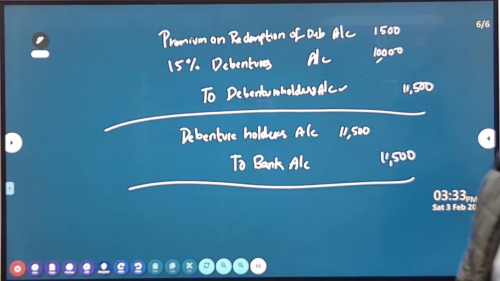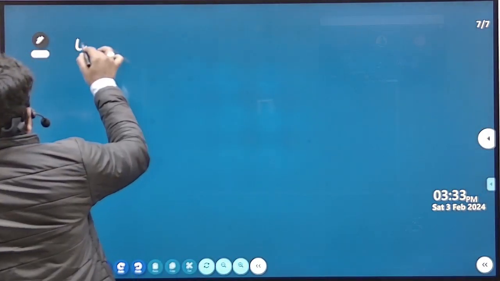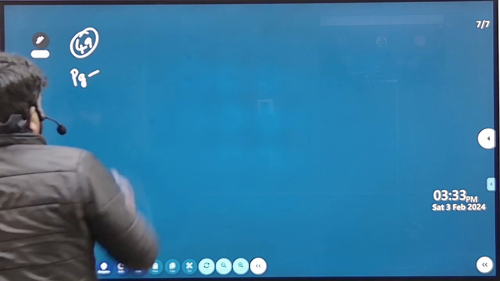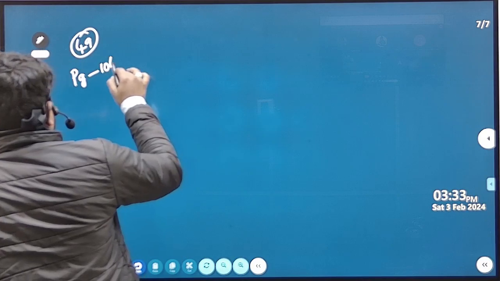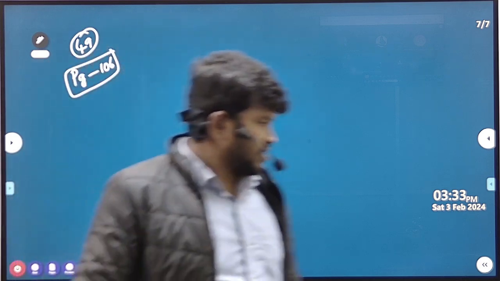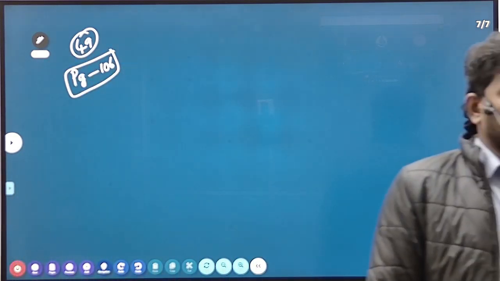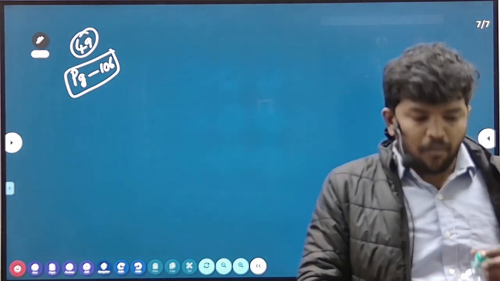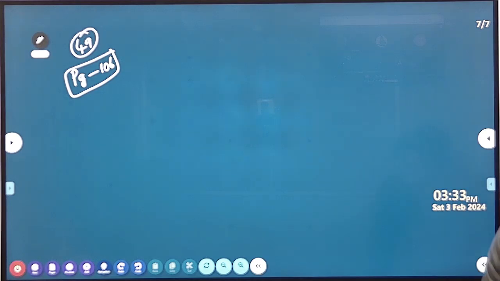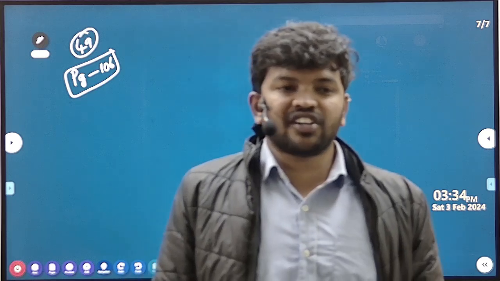Now come to sum number 49. Page number 106. Neha, read the question. P Limited issued 15 lakh 10% debentures which are due to be redeemed out of the profits on November 1, 2020 at a premium of 5%. The company had a debenture redemption reserve of 6,21,000.